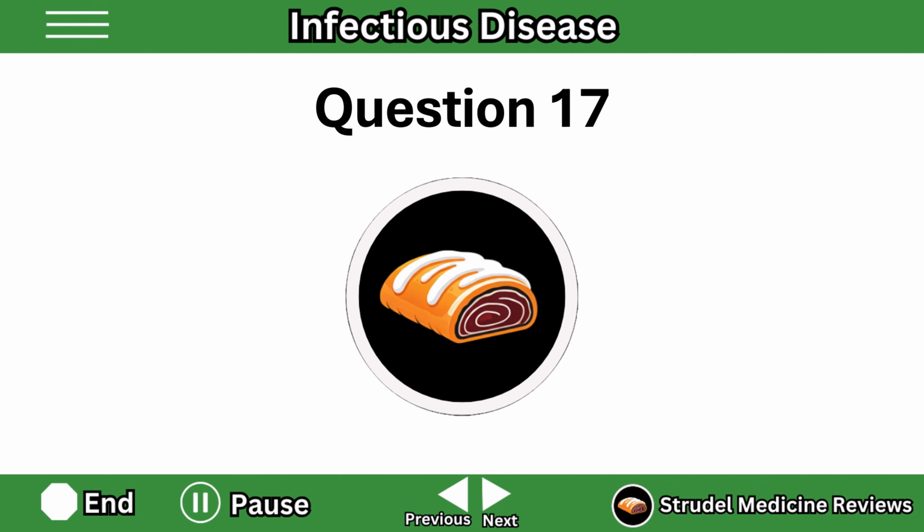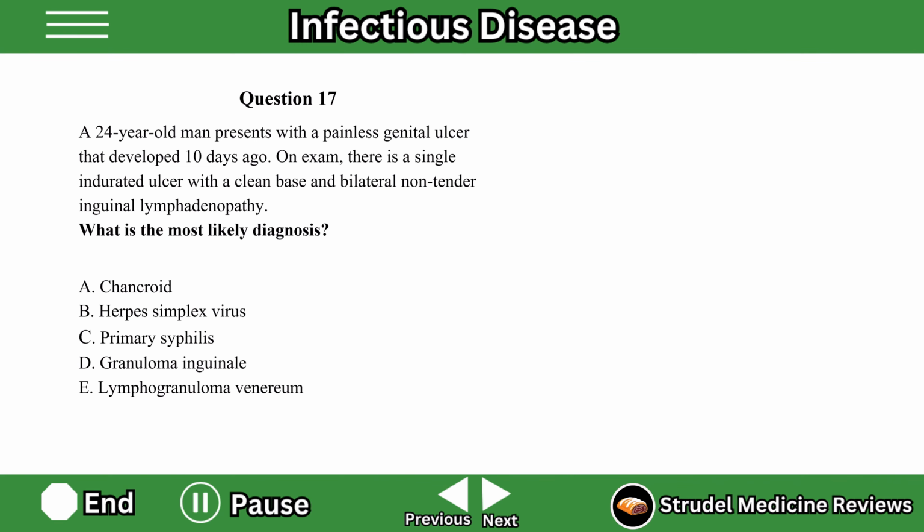Question 17. A 24-year-old man presents with a painless genital ulcer that developed 10 days ago. On exam, there is a single indurated ulcer with a clean base and bilateral non-tender inguinal lymphadenopathy. What is the most likely diagnosis? A, chancroid. B, herpes simplex virus. C, primary syphilis. D, granuloma inguinale. Or E, lymphogranuloma venereum.